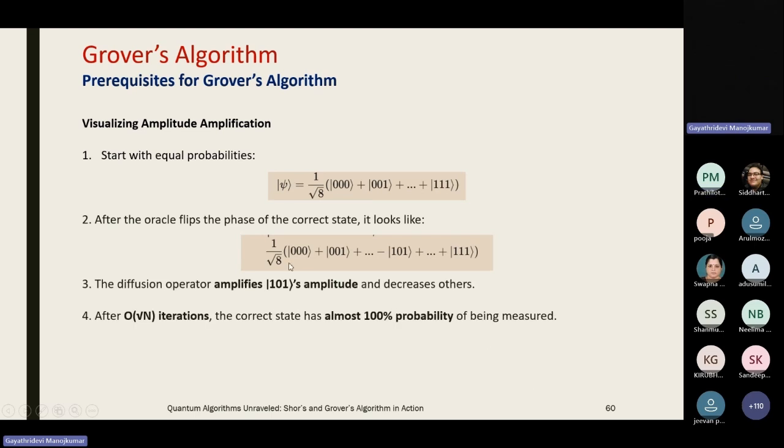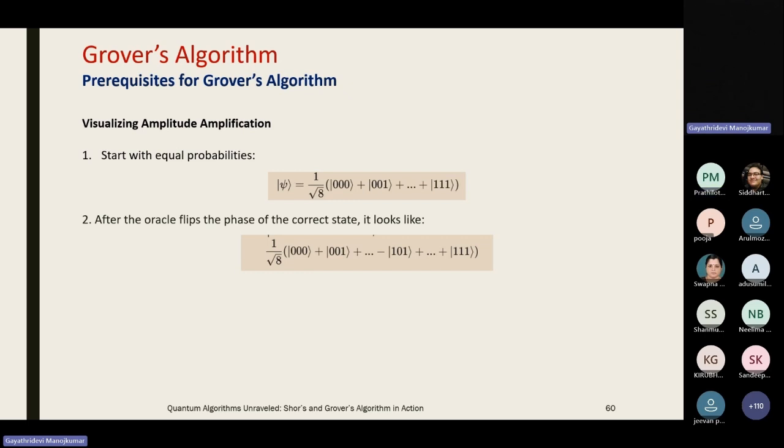That amplifies the 101 amplitude and decreases the others. This can be achieved with the help of square root of N iterations, so that we can get close to 100% probability. The diffusion operator consists of the following steps, as I have told already.